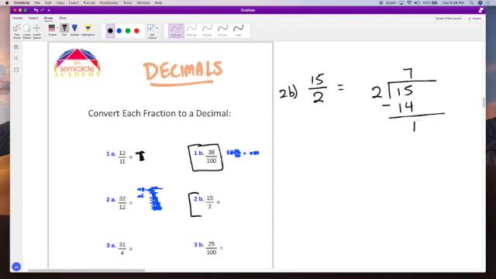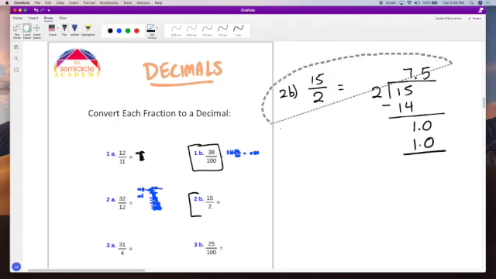So 2 can't go into 1. So I'll put the point and I'll add the 0. I have to put the point there too. 2 can go into 10. Well, 5. 5 times 2 is 10. And finally, we get something that's looking a little nicer.